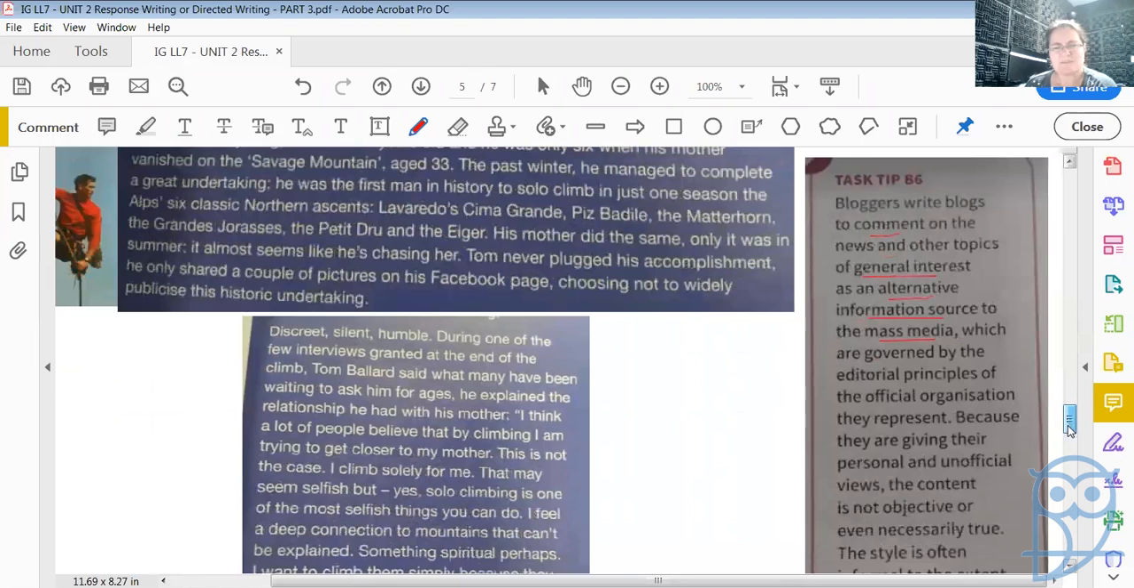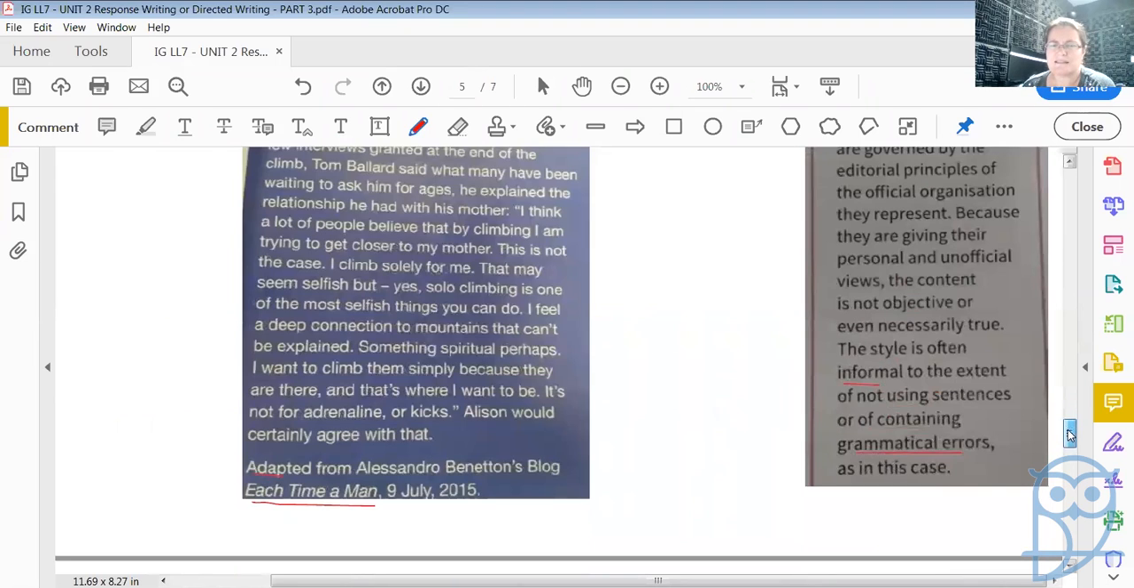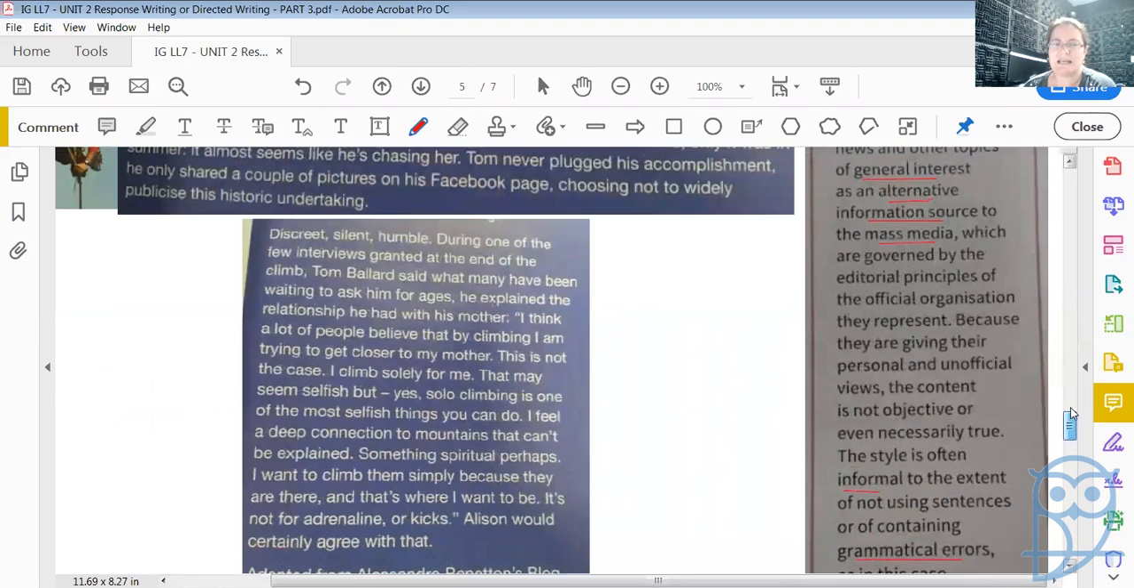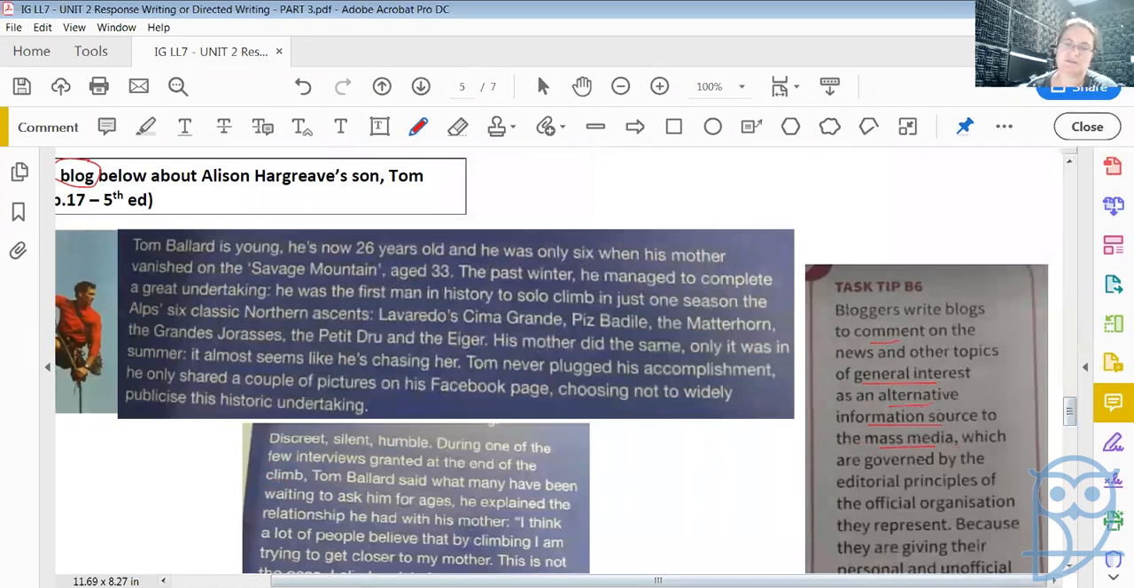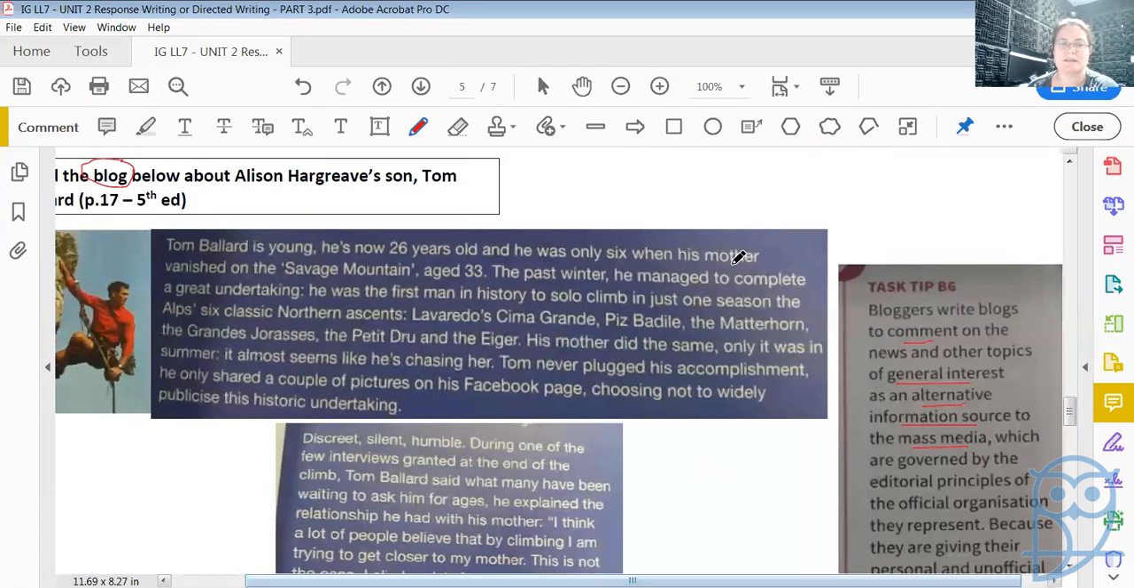Okay, so when it said to me that this blog contained grammatical errors, I really had to search for them, but it's essentially to do with sentence construction more than anything else. So if we look at this sentence, Tom Ballard is young, comma, he's now 26 years old, and he was only 6 when his mother vanished on the Savage Mountain, aged 33. This is a very long sentence, and you could break it up into sections.